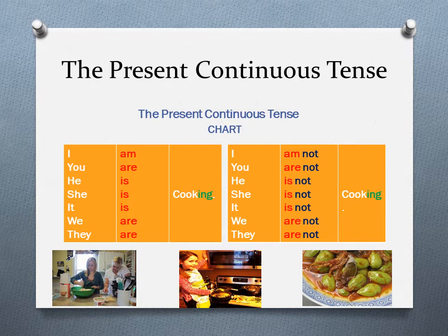The negative form begins with a subject plus a form of the verb to be, am, is, or are, plus the negative word not, plus main verb, plus the suffix ing. I am not cooking, you are not cooking, he is not cooking, she is not cooking, it is not cooking, we are not cooking, they are not cooking.